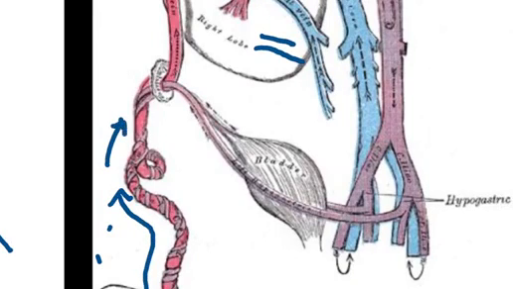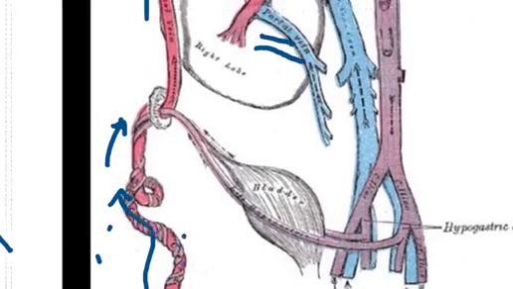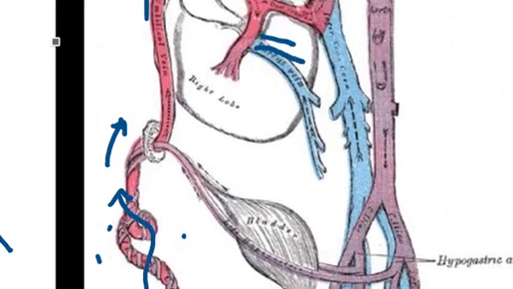Then from the placenta it is entering into the umbilical vein. Now in fetal circulation we know that the umbilical vein carries the oxygenated blood. Then this umbilical vein divides into the right and the left branch, giving the right portal vein and the left portal vein.